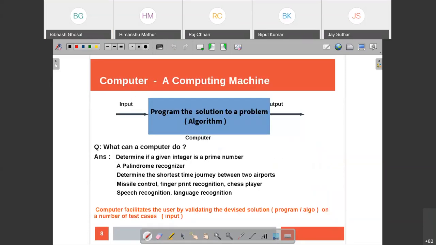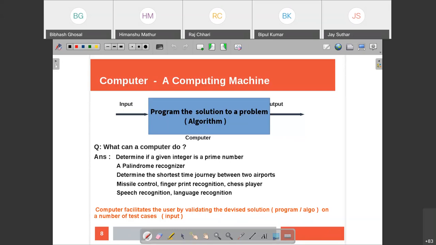Well, so that is the computer for you. It's a computing machine. The computer is expected to help you in solving a problem. Remember, it is as intelligent as the person who is trying to solve the problem. So the idea is that if you have something to solve, you create a pattern to solve that. That's you create a solution to the problem, which we call the algorithm, and you program that into the computer.